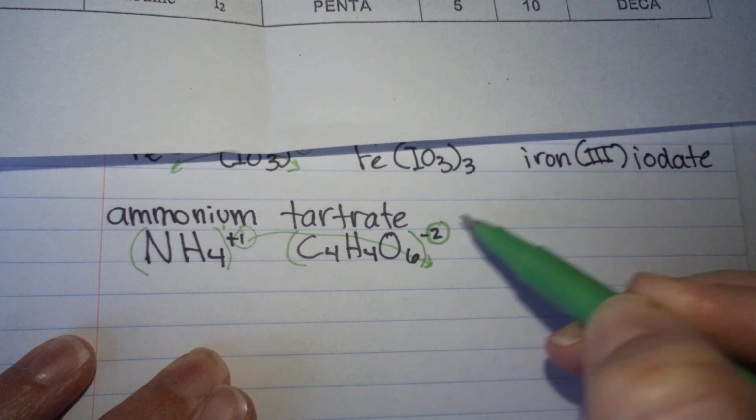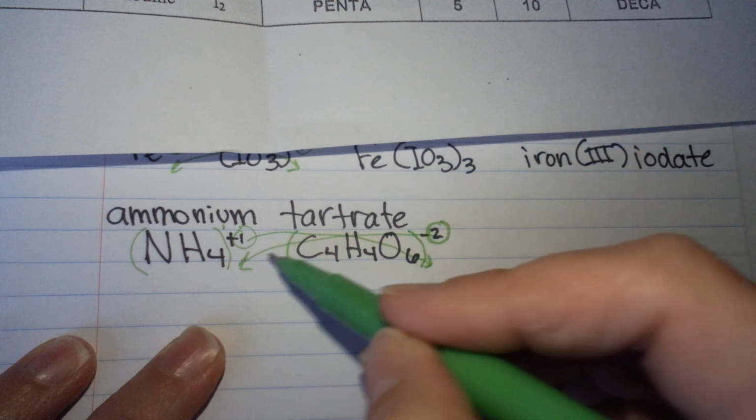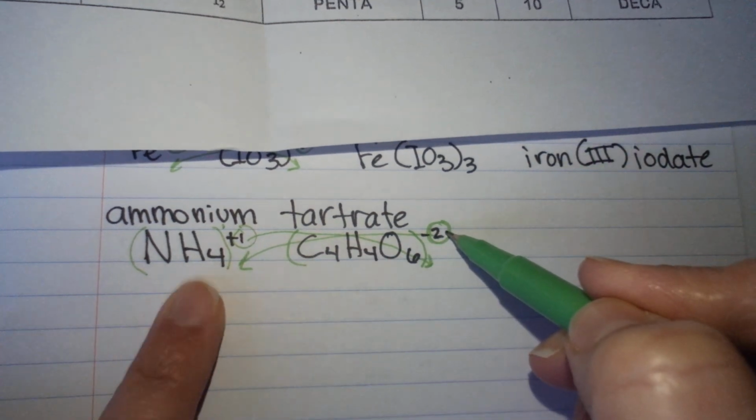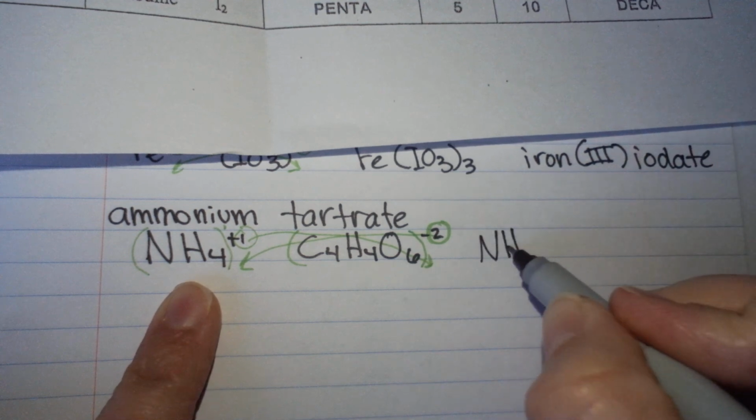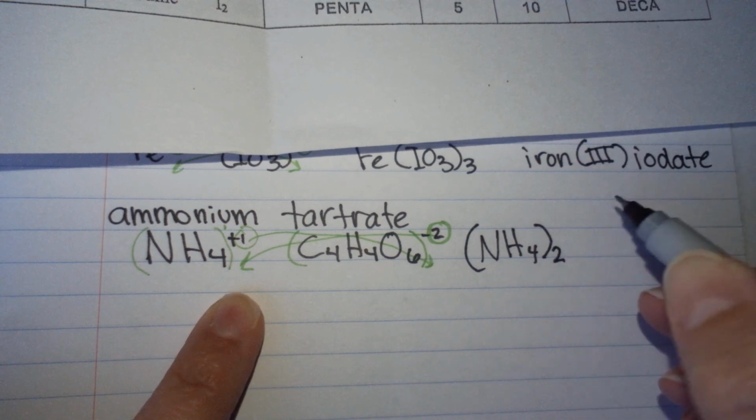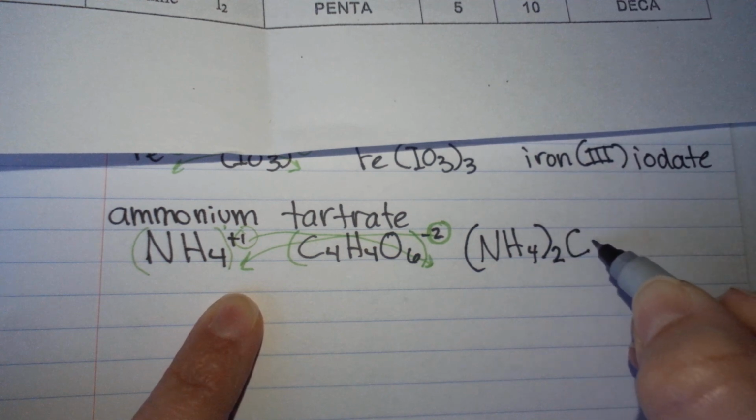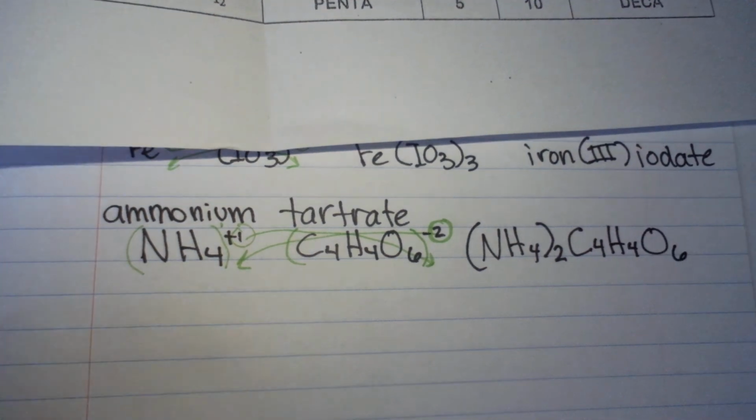Then we're going to take the charge of the tartrate. We're going to put it as a subscript for the ammonium. And so we will need the parentheses for ammonium. So let's go ahead and write that. And we need those parentheses because we need to put a 2 outside the ammonium. And then we don't need the parentheses for the tartrate because it's just going to be a 1.